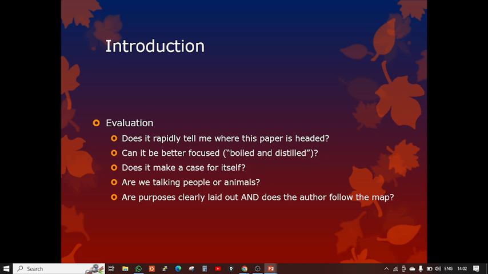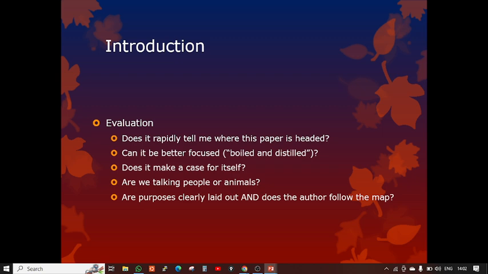After writing 4 or 5 paragraphs, whenever you complete the introduction section, your task is not complete. What is your task then? You again evaluate yourself on whatever you have written in your introduction section. In the evaluation stage, you ask yourself these sorts of questions to check whether what you have written is perfect or not. The questions are: does it rapidly tell me where the paper is headed, or can it be better focused, boiled down or distilled?